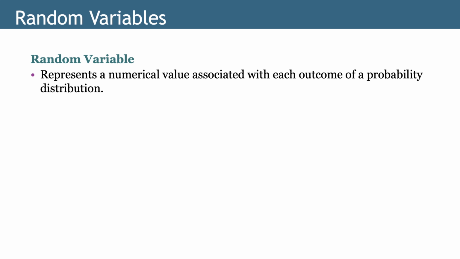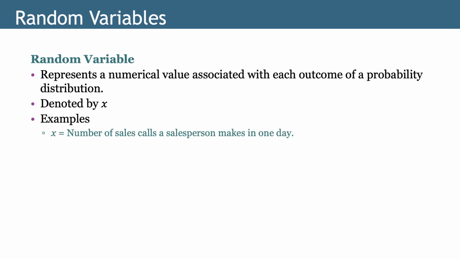So a random variable is just some numerical value associated with each outcome. So it's got to be something you can quantify numerically. And then we usually denote it by X. And an example, the number of sales calls a person makes in one day, maybe the hours spent on a sales call in one day.